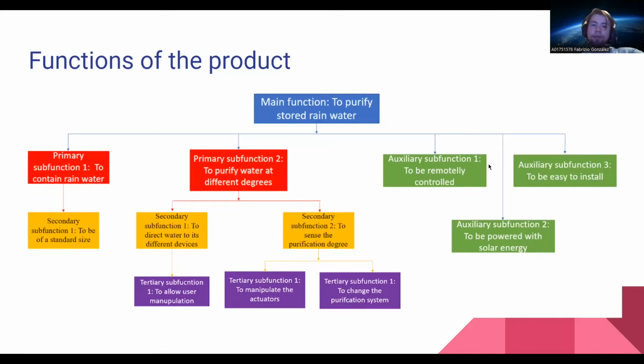Our auxiliary subfunction 1 is to be remotely controlled. It's not the main goal, but it would be a very good plus. Our auxiliary subfunction 2 is to be powered with solar energy, so the contamination is the minimum possible. And the auxiliary subfunction 3 is to be easy to install.